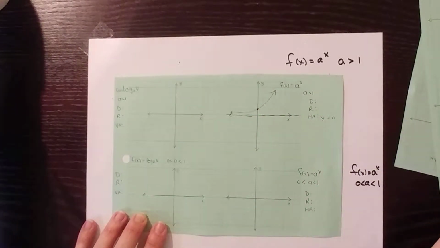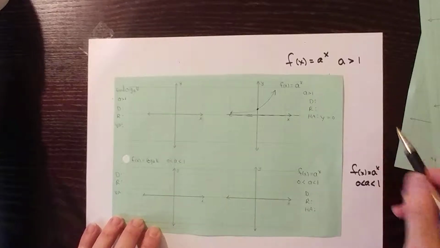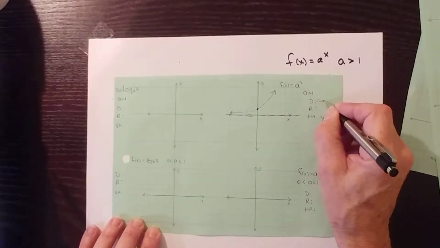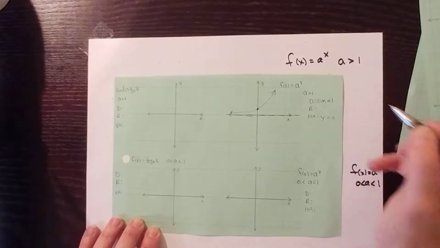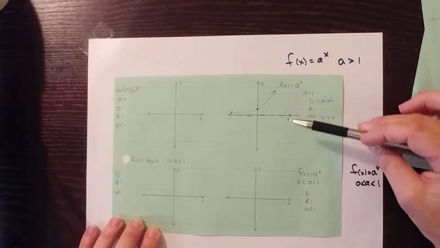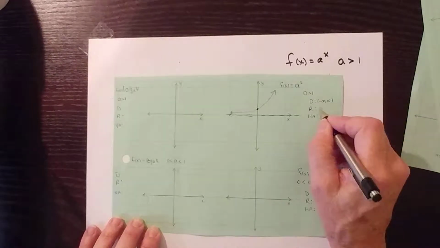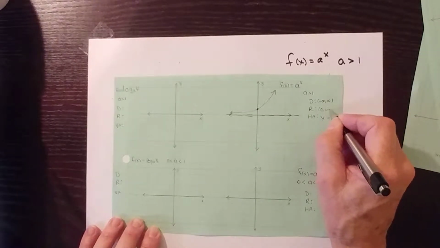That is the look of every exponential function that does not have a transformation going on where the base is bigger than 1. So the domain is all real numbers, negative infinity to positive infinity, and the range is as close as it can get to 0 to infinity. So the range is all positive numbers, 0 to infinity.